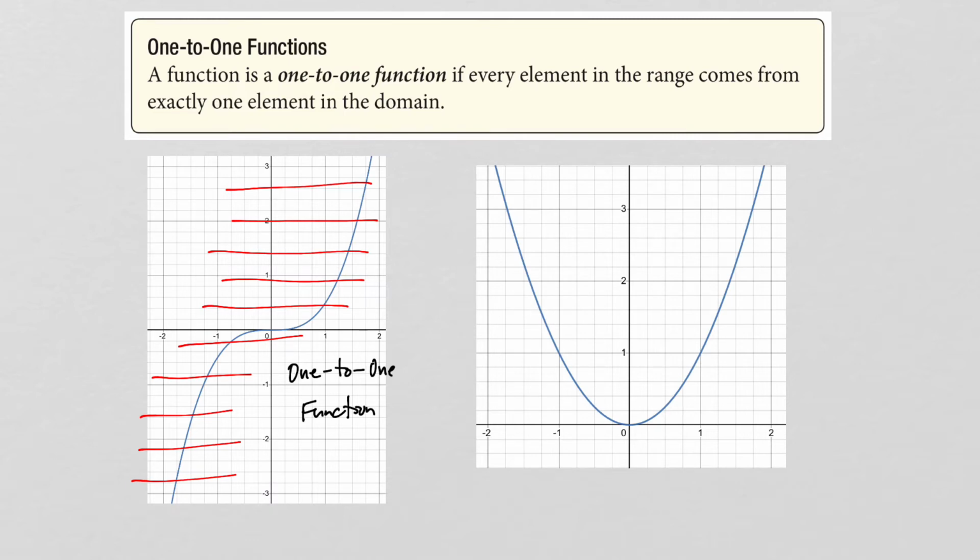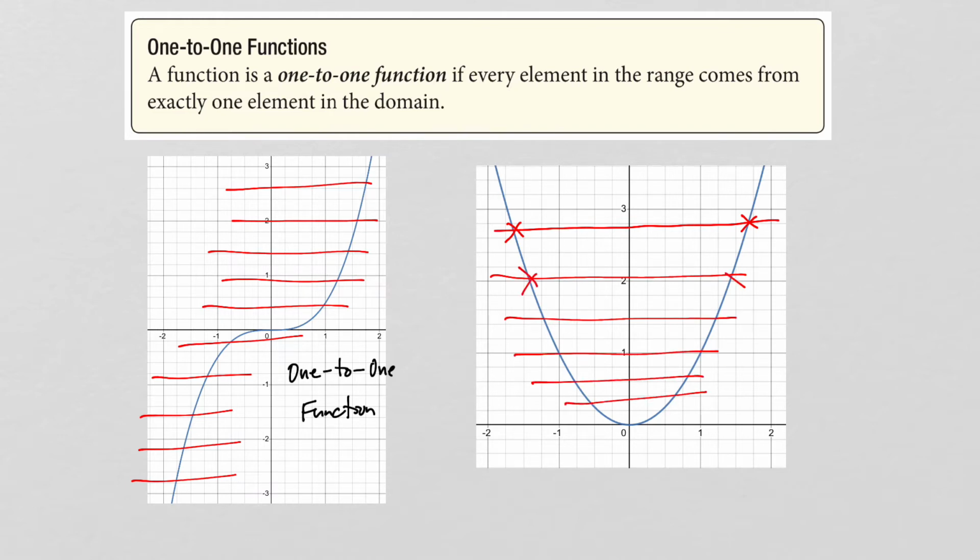However, for the other graph, you can see right away that when you draw a horizontal line, it is going to intersect the graph more than once. And it only needs to happen one time. For this graph, it happens many times, right? All of these horizontal lines intersect the graph more than once. So when this happens, we say that it is not a one-to-one function.